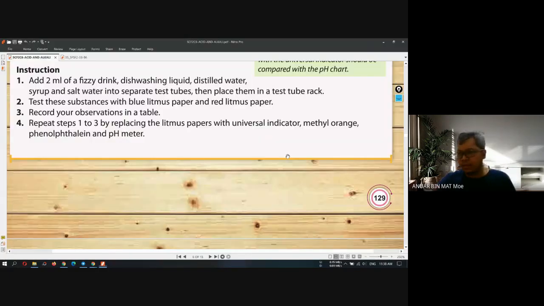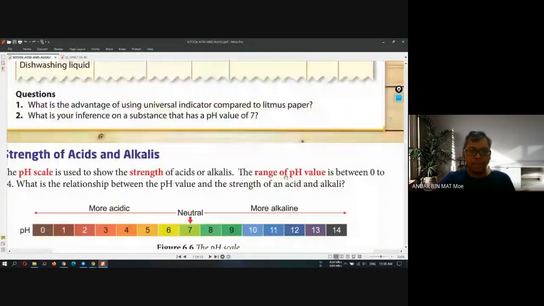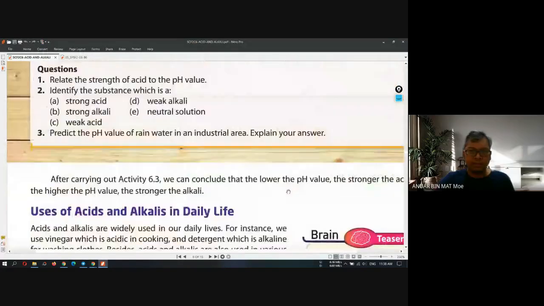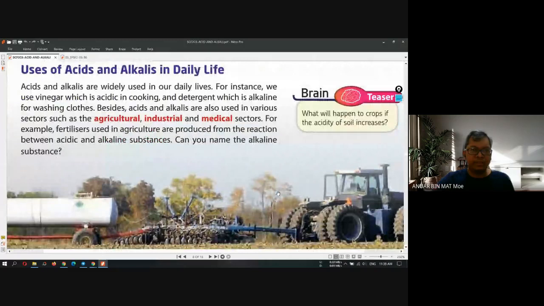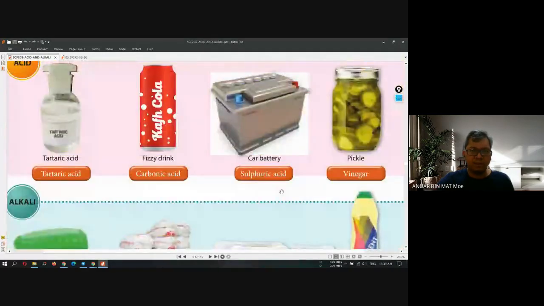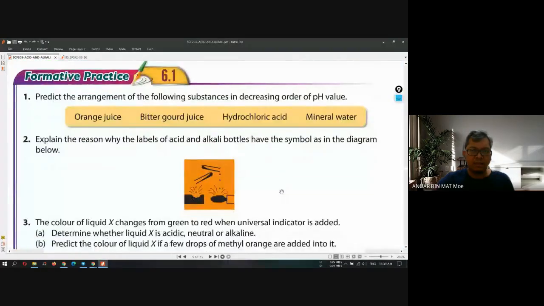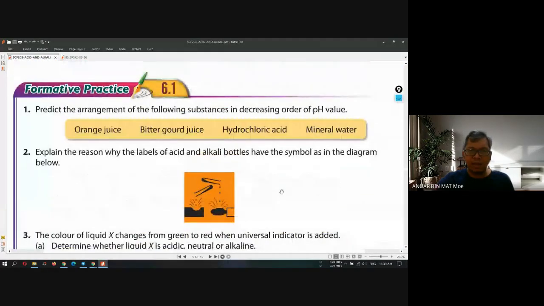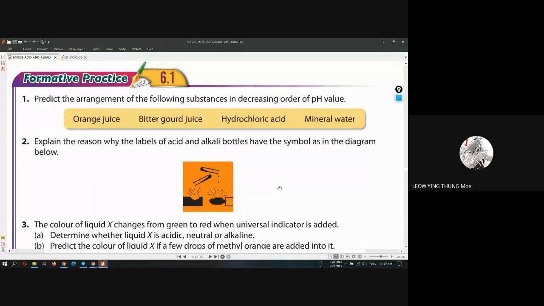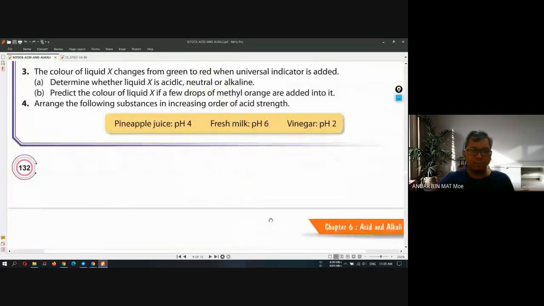Okay. Right. Any question? No question, right? So the uses of acid and alkali, I think you can read for yourself. This one I asked you already, right? Formative practice. Yes. Okay, no problem.